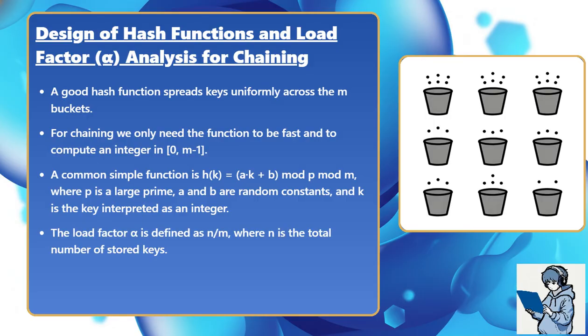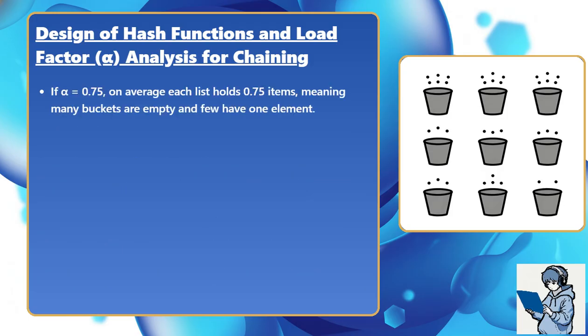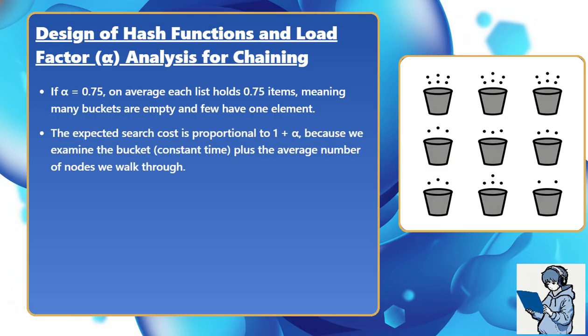The load factor alpha is defined as n divided by m, where n is the total number of stored keys. In chaining, alpha tells us the average length of each bucket's list. If alpha equals 0.75, on average each list holds 0.75 items, meaning many buckets are empty and few have one element. The expected search cost is proportional to 1 plus alpha, because we examine the bucket in constant time plus the average number of nodes we walk through.